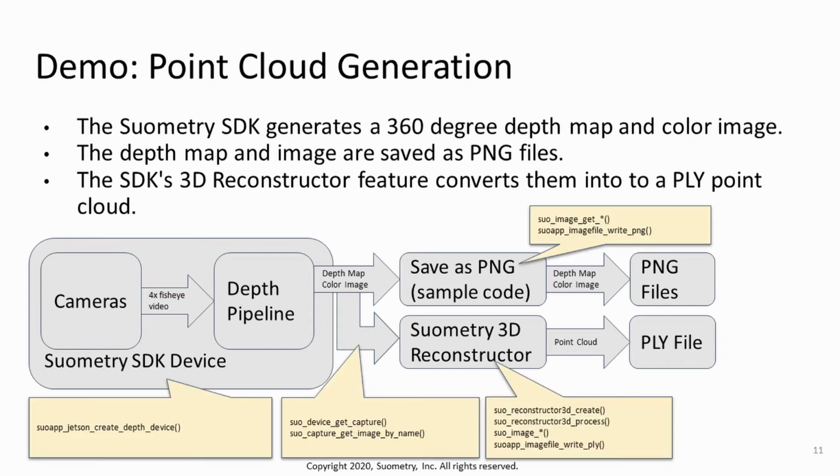The function calls in the left and middle boxes are very similar to those from the previous examples. The bottom right box shows the functions needed to create and use the 3D reconstructor. It also shows a sample function to save the point cloud to a PLY file, which is a common format used to store point cloud data. This point cloud can then be loaded in programs such as MeshLab to visualize them.